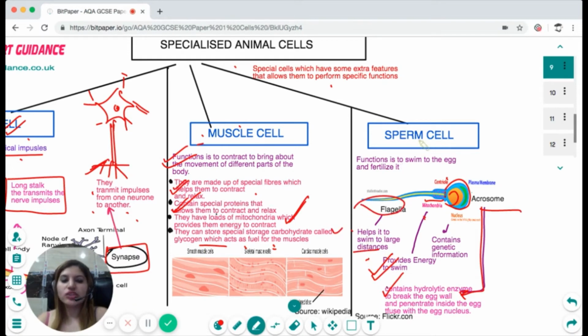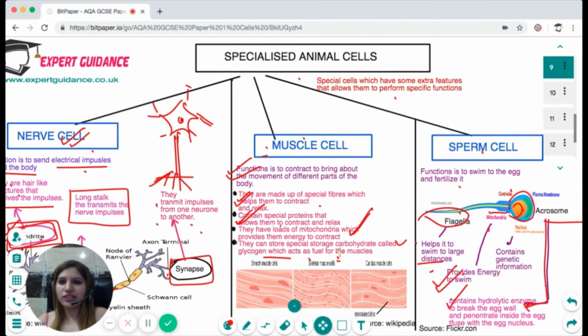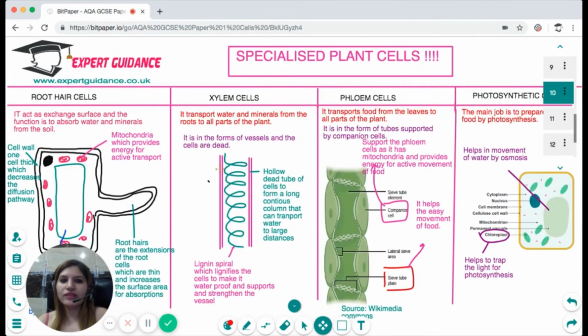distances. So I hope this is clear, and you should be able to label this, like what an acrosome is with its function. Okay, the flagellum with its function. So you should know the different components of a cell along with their functions. Okay, so now as we have finished the specialized animal cells, in the same way we have the specialized plant cells. Now, what are specialized plant cells?